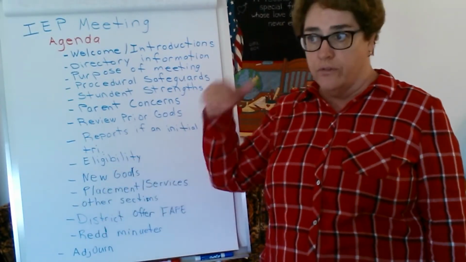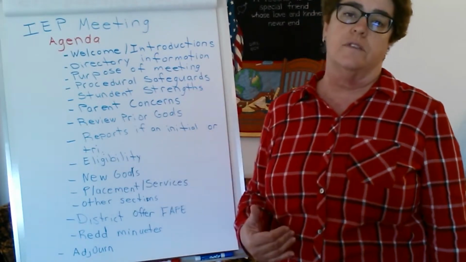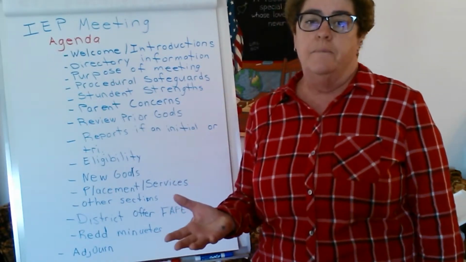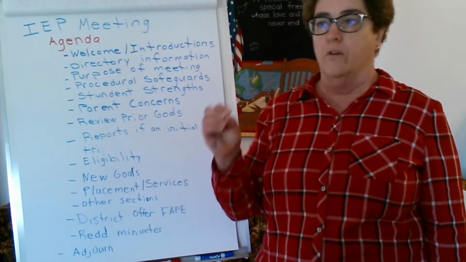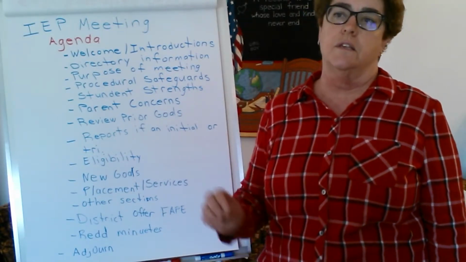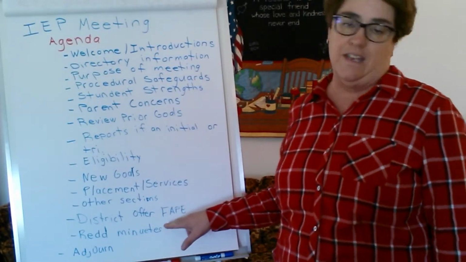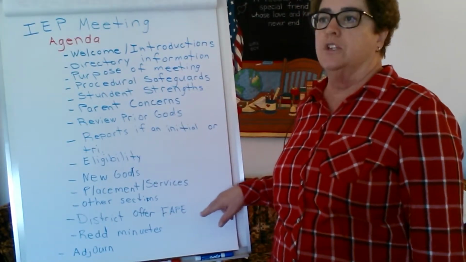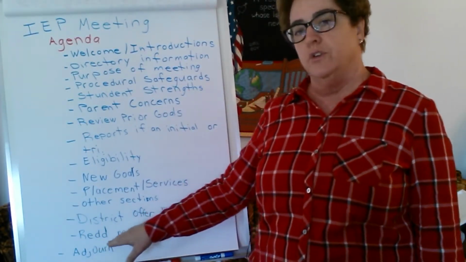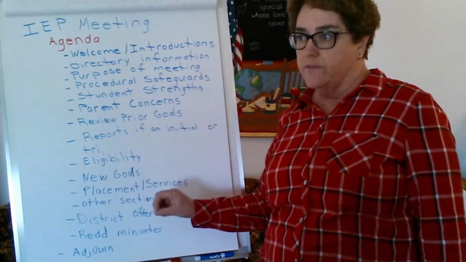After all that's determined, we'll review the other sections. For example, the testing: how is your student going to be tested for the state testing? Then we'll have the district offer of FAPE. What's that? Free appropriate public education. What is the district going to do? That will include the placement specifically.